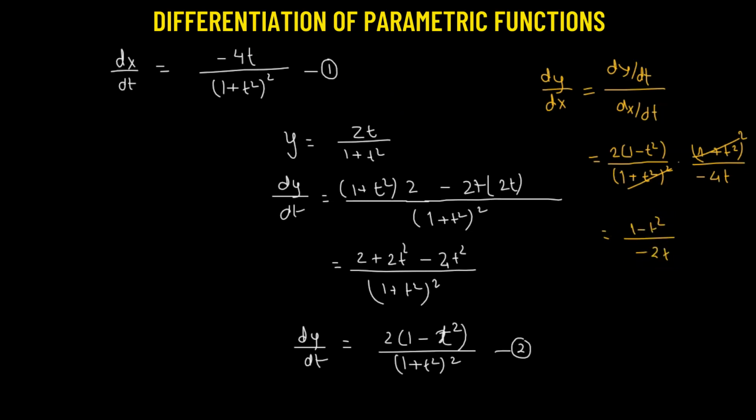So here we have obtained the value of the derivative of y with respect to x, which will be equal to, if we multiply both numerator and denominator by negative 1, t squared minus 1 divided by 2t. So this is going to be the value of the derivative of y with respect to x, and we are obtaining the value in its parametric form.